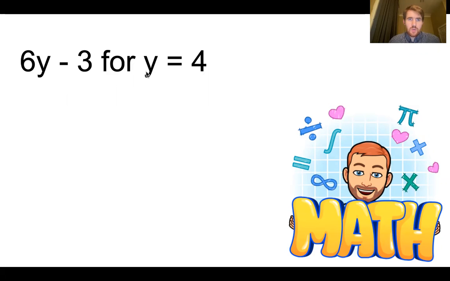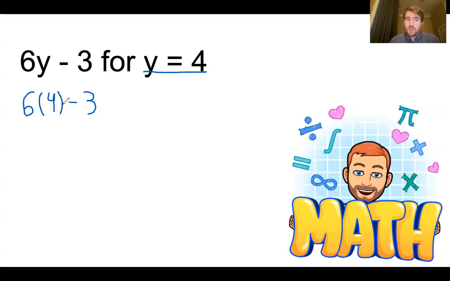So the first step is we know that y equals 4, so we can substitute that in to our expression. Our expression is 6y, but now we know that y is 4. So we're going to put a 4 in for where the y was. So the y becomes 4. Now 6y means 6 times y, which means if y is 4, that means 6 times 4.